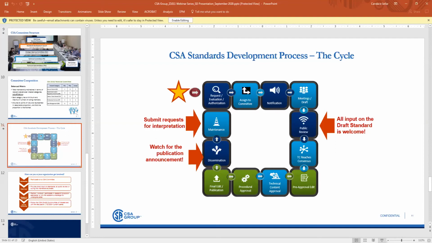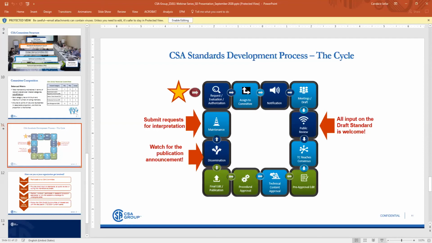After the public review stage, the TC works towards developing consensus. So they disposition the comments and it's moved on to our pre-approval edit stage, which is very comprehensive now because we have multiple factors to consider. We have to consider English, we have to consider French. With both documents, we have to consider the accessibility of the documents, both in printed form and in view access form. From there, we go on to technical content approval, which is the final technical committee vote.